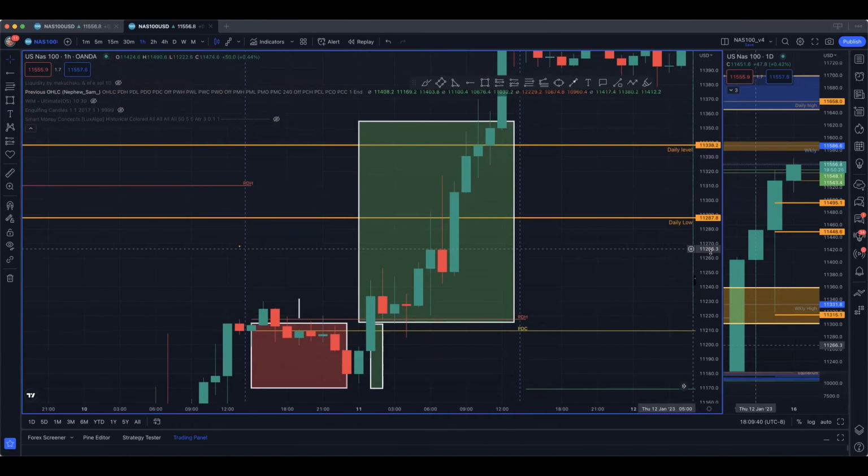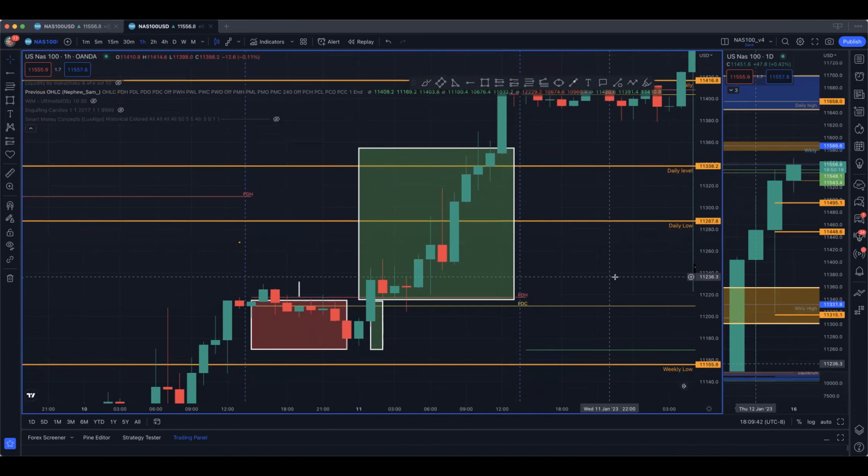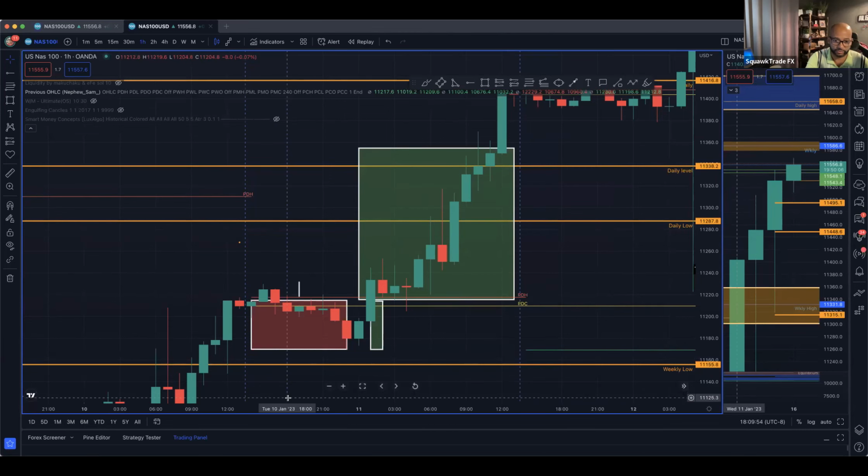So I have a question. Is that what people call wick fills? That's right. Well, wick fill is a different kind of setup. Okay. Because a wick fill could be, this is a wick fill. So this would be a wick fill, right?